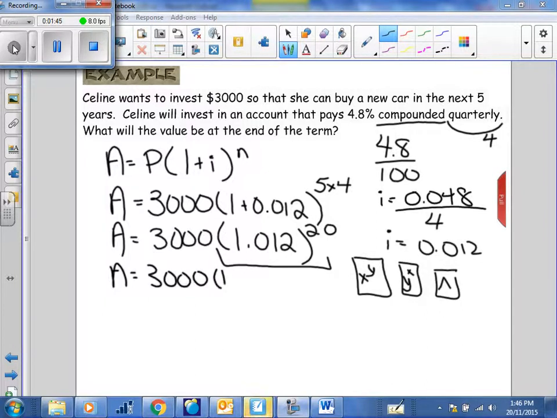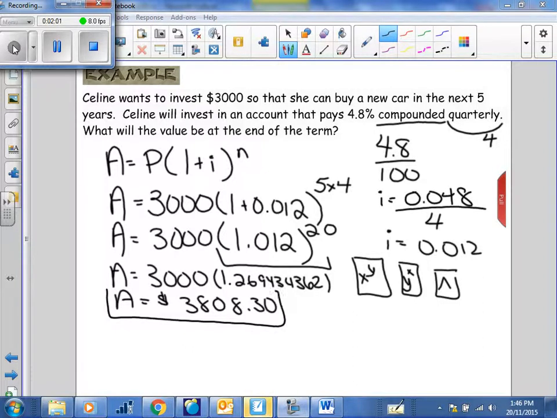I get roughly 1.269434362. Now I multiply those two answers together, and because it's money, I'm going to round to 2 decimal places. So that's how much money I'm going to have at the end of the 5 years. I'm going to have $3,808.30. So if I initially invested $3,000, my interest would be $808.30.